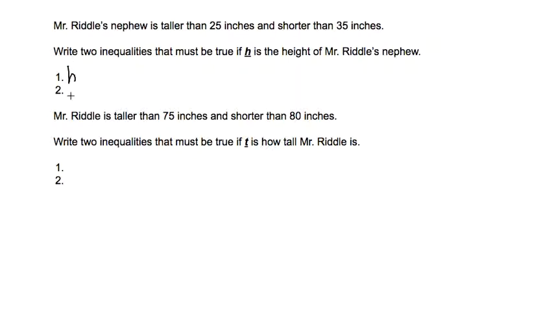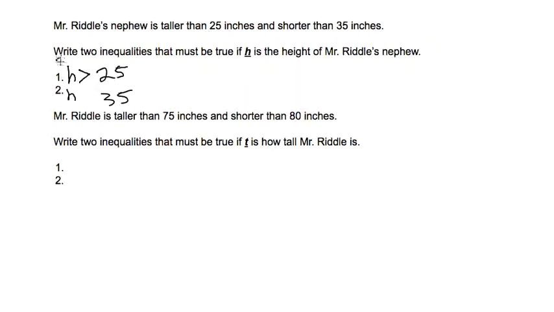So, in this case here, both of our inequalities are going to have the letter h as the height. The first one here, we're comparing it to 25 inches. And the second one, we're comparing to 35 inches. So Mr. Riddle's nephew's height is taller than 25 inches, meaning that the height is going to be a greater value than 25. So again, if we just plug in a number, if we know that it's taller than 25, then a possibility is that the nephew is 26 inches.